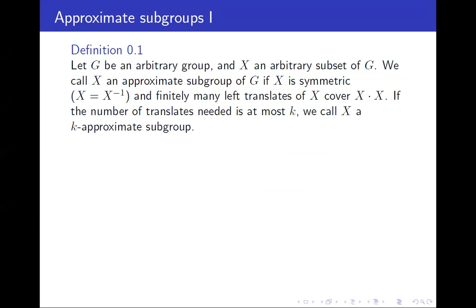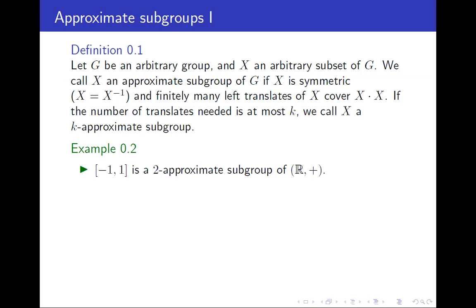So let me start giving definitions. I like definitions. You take an arbitrary group G and an arbitrary subset X of G, and we'll call X an approximate subgroup if X is symmetric, which means X equals X to the minus 1, and finitely many left translates of X cover X times X, where X times X is just the collection of products xy. Sometimes you want to bound the number of left translates, that is, multiply on the left by elements, and finitely many of these cover. If you bound the number of translates by K, you say K-approximate.